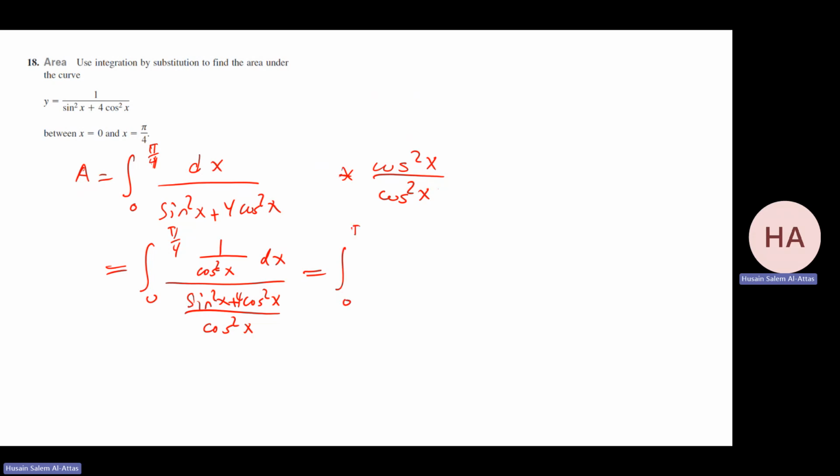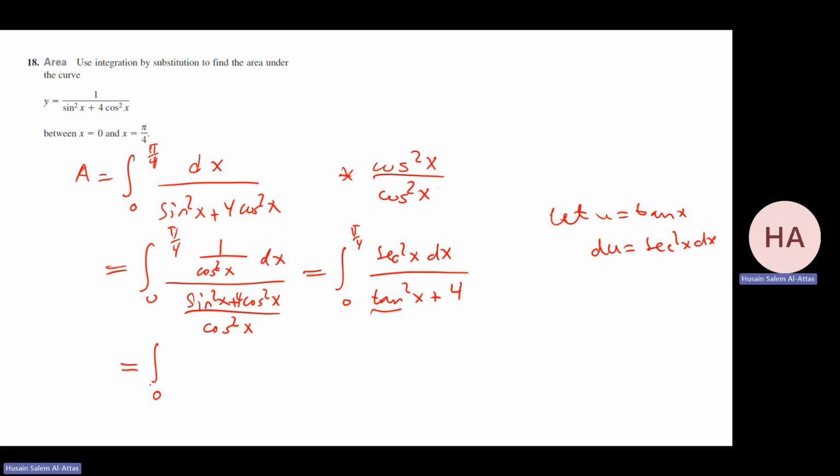So I have the integral from 0 to pi over 4 of secant square dx over sine square over cosine square, which is tan square, plus 4. If this is u, this is du. You let u equal tan x, du will be secant square x dx. So tan 0 is 0, and tan pi over 4 is 1. I have du over u squared plus 4, and this is easy to do.